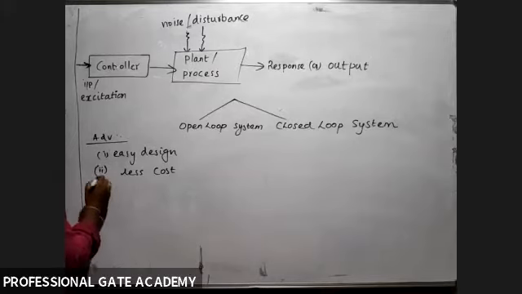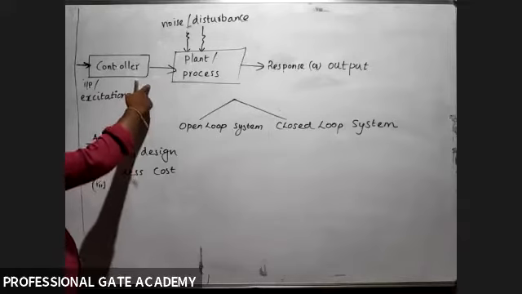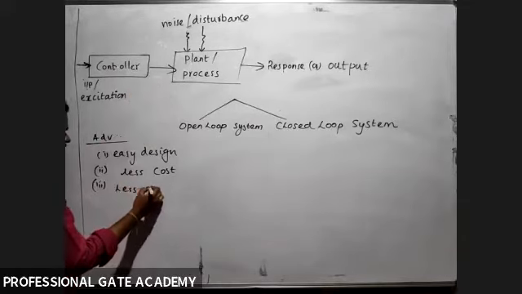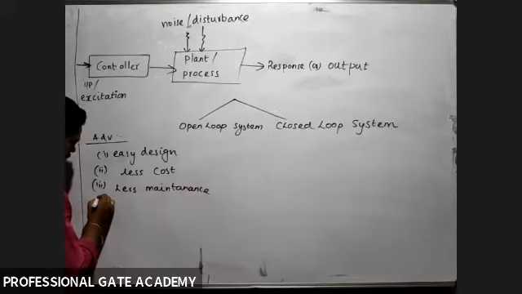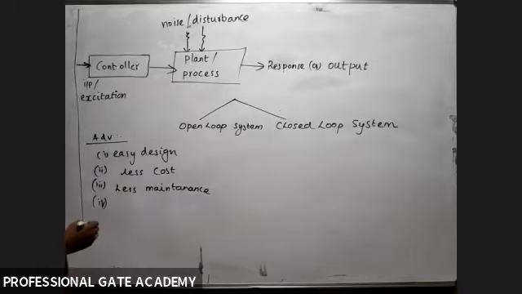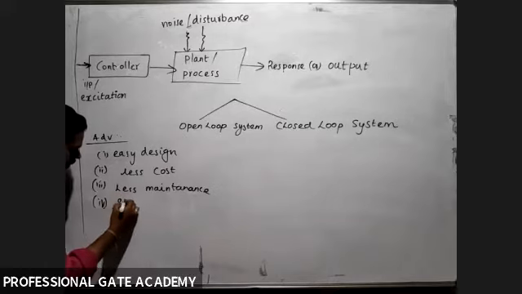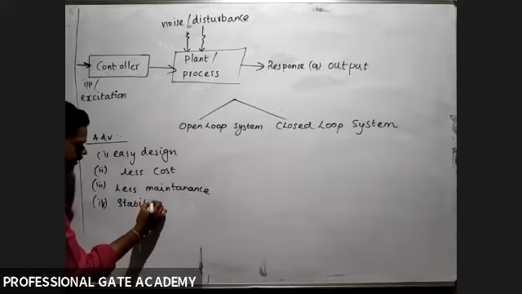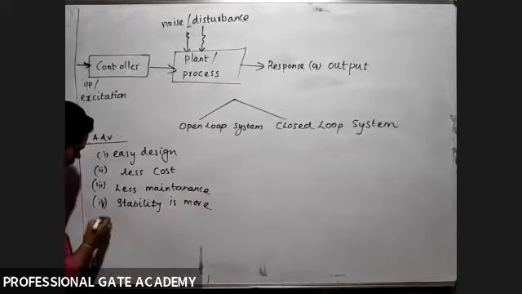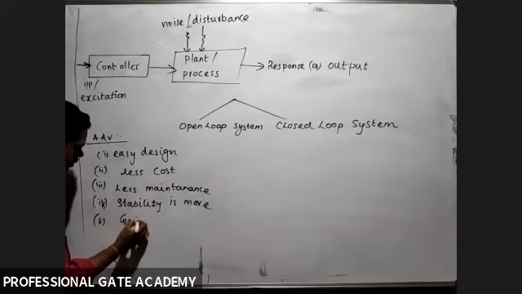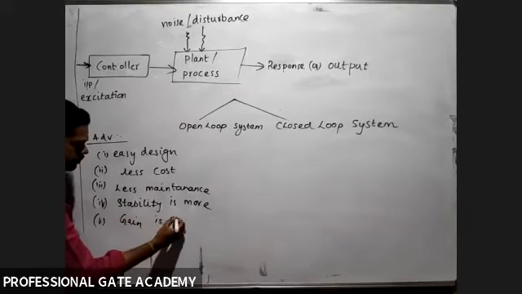Third one, what about the maintenance? Does an open loop system need more maintenance or less maintenance? Less maintenance. And what about stability? More stability or less stability? More stability, high stability. Open loop system is always stable in nature, so stability is more. And what about gain? Gain also more.